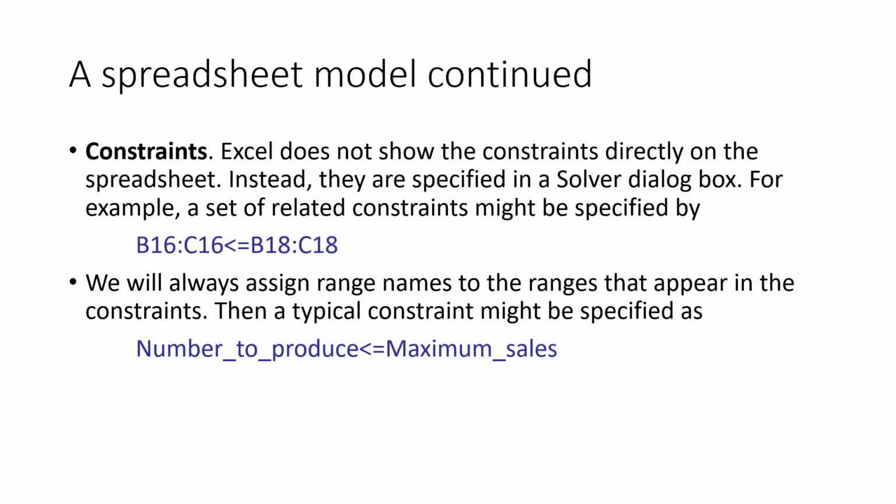And then finally our constraints. Excel does not show the constraints directly on the spreadsheet. Instead, we have to specify them in Solver. So for example, you might have a set of constraints where B16 to C16 need to be less than or equal to B18 to C18. Now it's better to name your ranges so that when you're looking at it in Solver, it just makes a lot more sense. If I said B16 to C16 is less than B18 to C18, that's a lot harder to read than number to produce needs to be less than or equal to maximum sales.